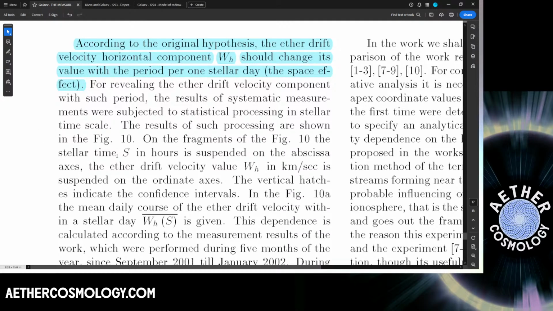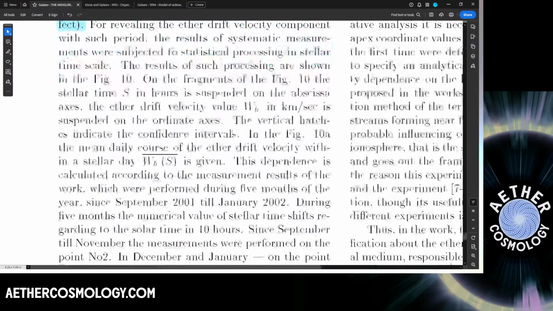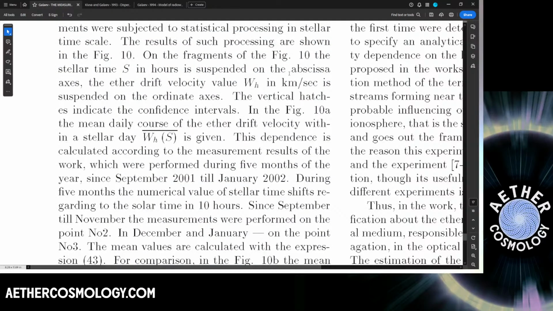On the fragments of figure 10, the stellar time, sidereal time in hours, is plotted on the abscissa axis. The ether drift velocity value, ether wind in kilometers per second, is plotted on the ordinate axis. The vertical hatches indicate the confidence intervals. In figure 10a, the mean daily course of the ether drift velocity within a stellar day is given. This dependence is calculated according to the measurement results of the work which were performed during the 5 months of the year since September 2001 till January 2002.